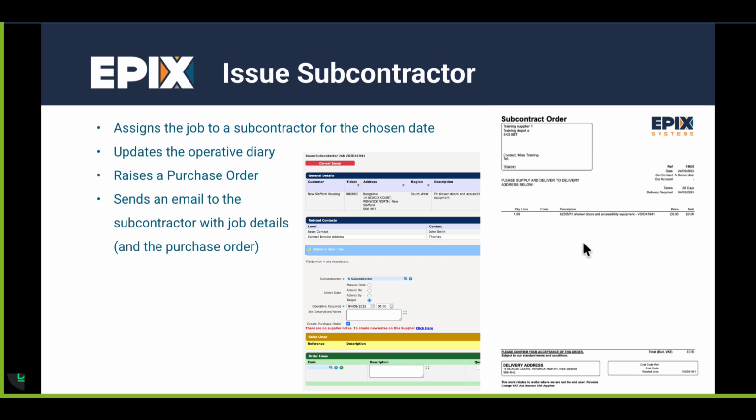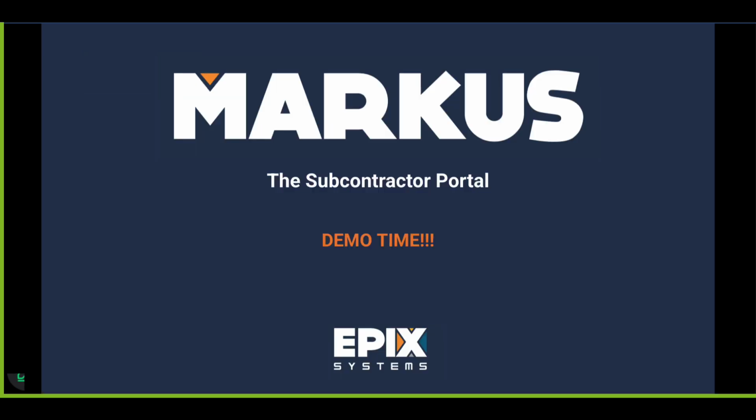But also, if you've got it set up with an email address for the subby, they will get an email with the job details as well as the purchase order printout that you can see there. So we've got all that going on at the moment. And so what we've done is we have created a brand new subcontractor portal that taps into the issue subcontractor button. So it's now time for me to do the demo of this, which I'm sure you've all been waiting for.